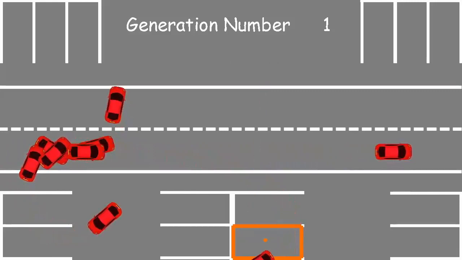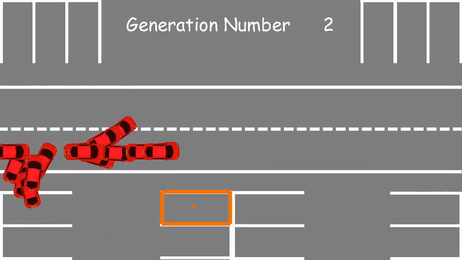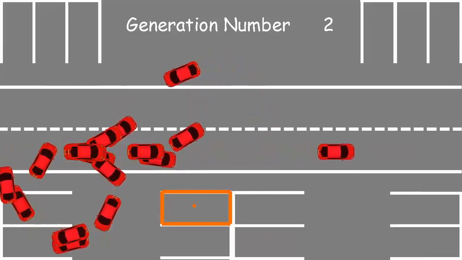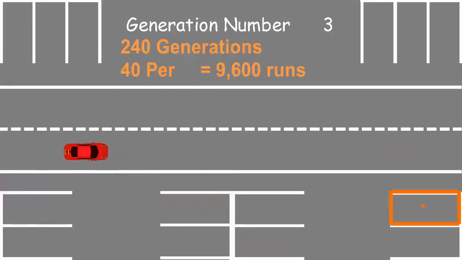Here we have a car, and the car is trying to park in this orange spot. The orange spot's going to move around to one of 4 different spots to try to not overfit this car too much. The car is hooked up to a neural net using NEAT, and the neural net is going to run 240 generations with 40 children per generation.